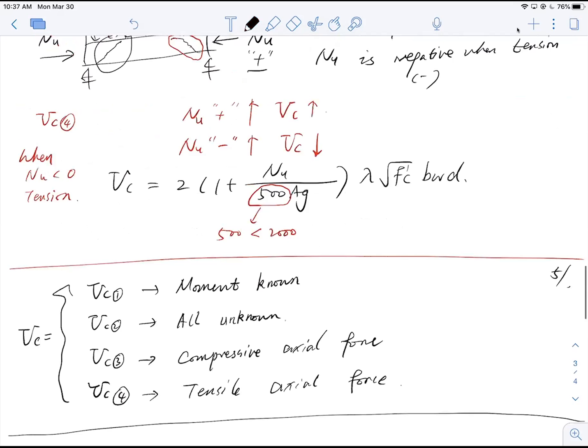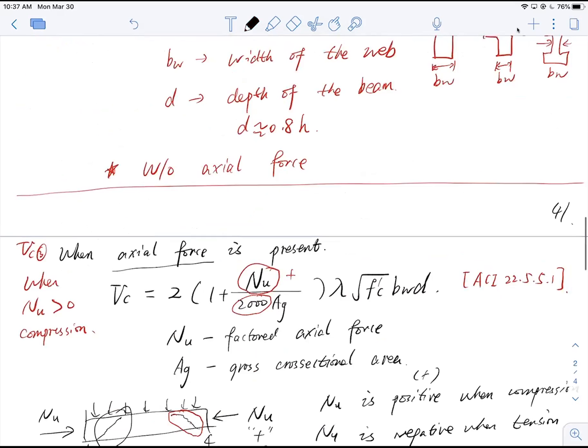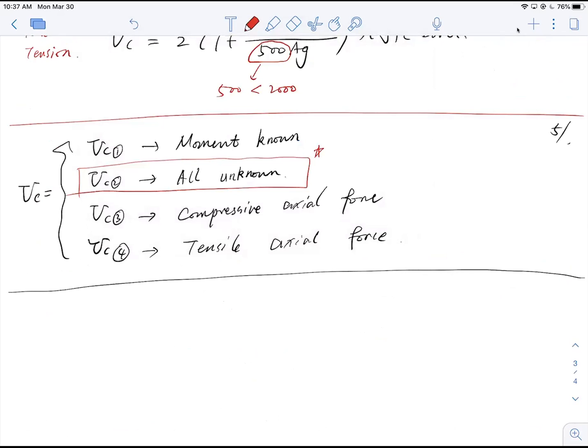Okay, so it's slightly messy because it has 4 different sets of equations, but normally this is the mostly used equation: Vc2 equals 2 lambda square root f prime c bw d. Now this is the mostly used equation, and in the exam, you see this equation most of the time. All right, now we have covered how we compute the shear resistance from the concrete.